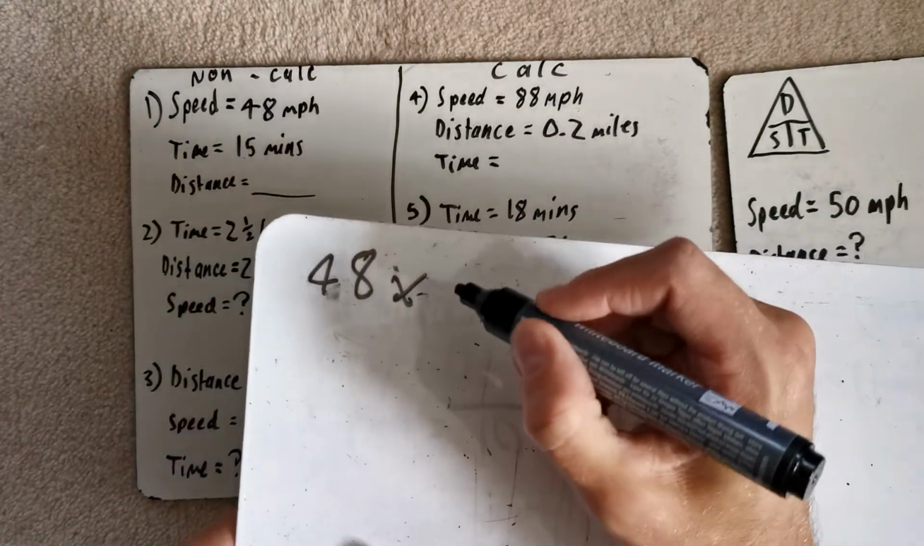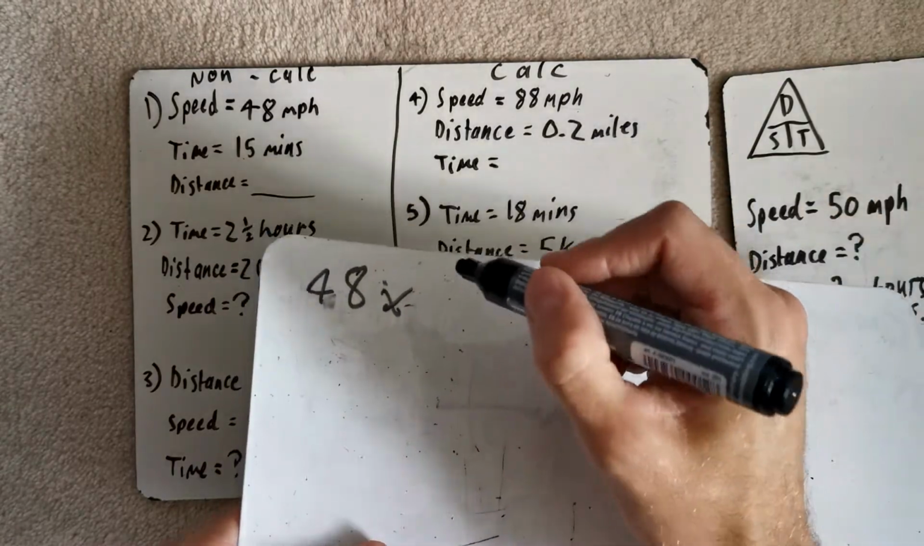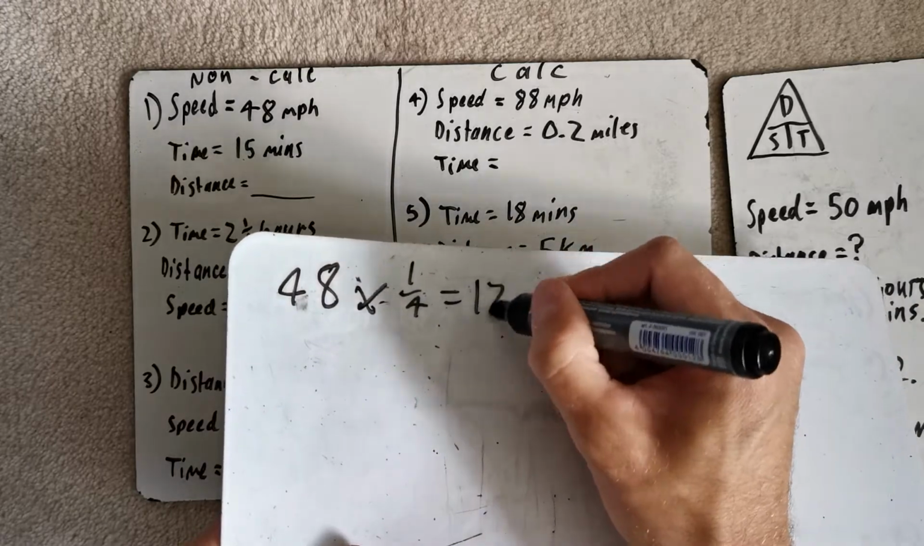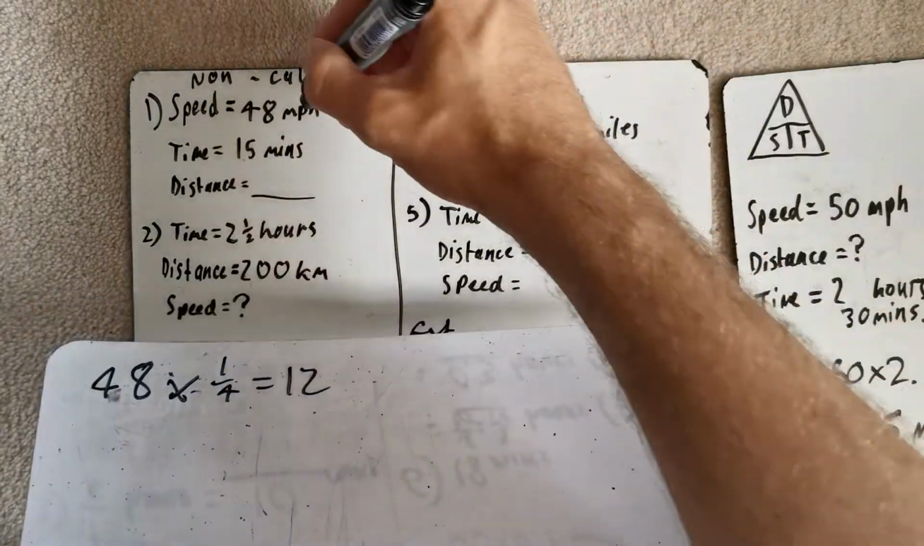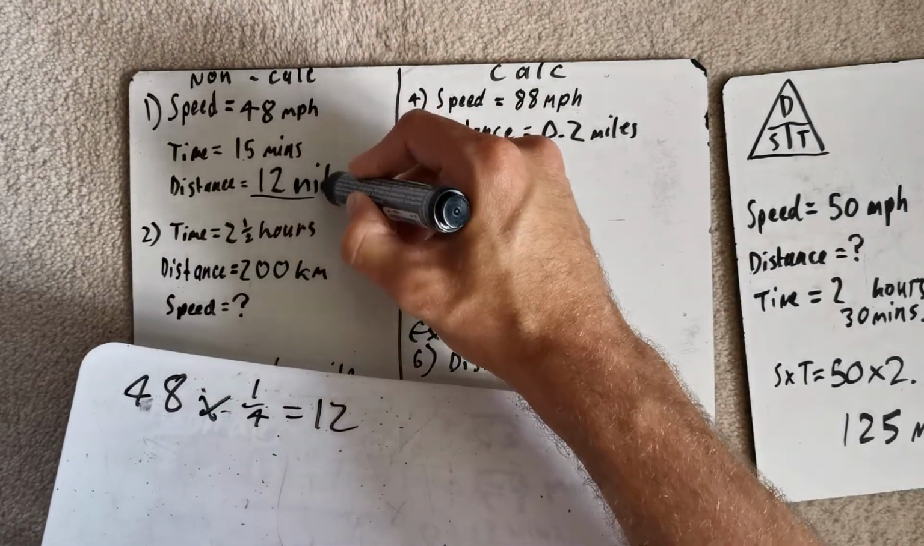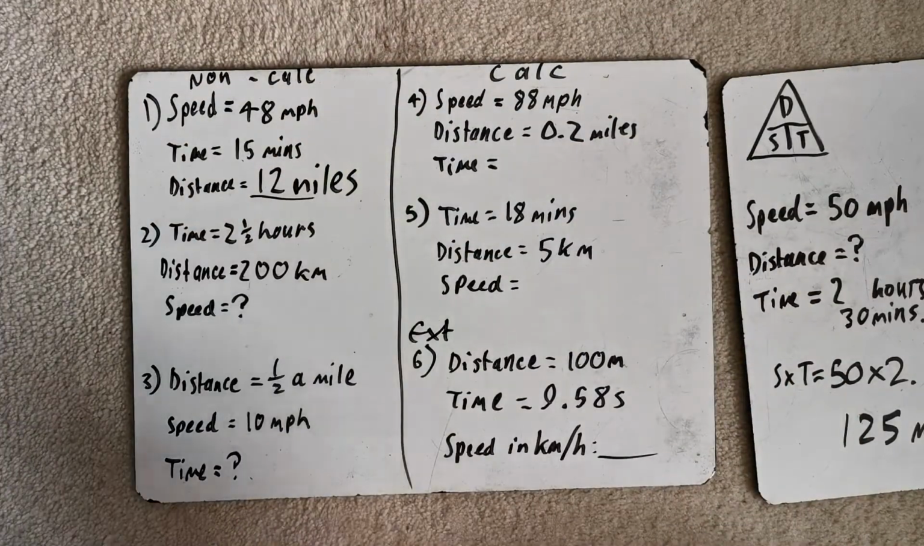What an idiot. I'm not calling you an idiot, am I? Right, so that is a quarter of an hour. 48 times by a quarter. So a quarter of 48 gives us 12. 12 what? That's not miles per hour. That's minutes. We want it in distance. We want it as 12 miles. Gotta have your units, guys.